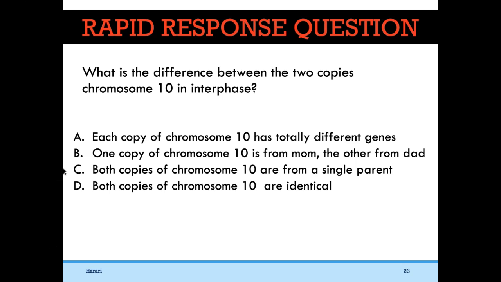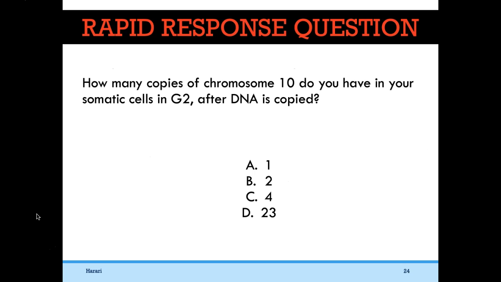Right, so the answer is B, right? One copy of chromosome 10 came from mom, the other copy of chromosome 10 came from dad. How many copies of chromosome 10 do you have in your somatic cells in G2 phase?